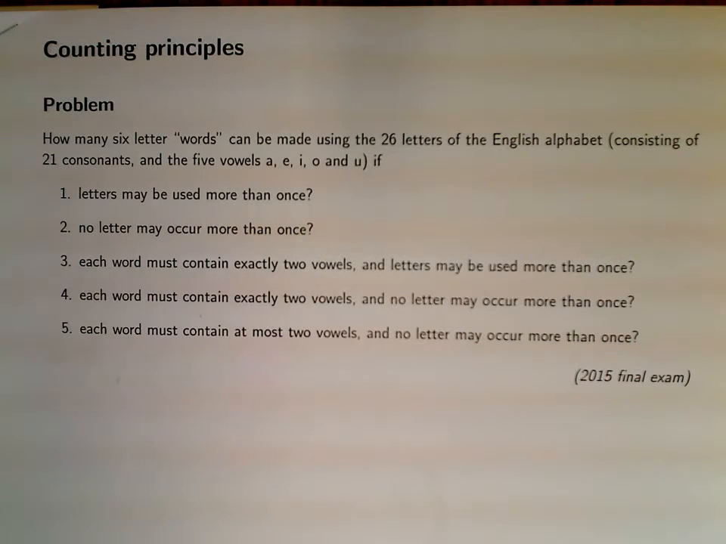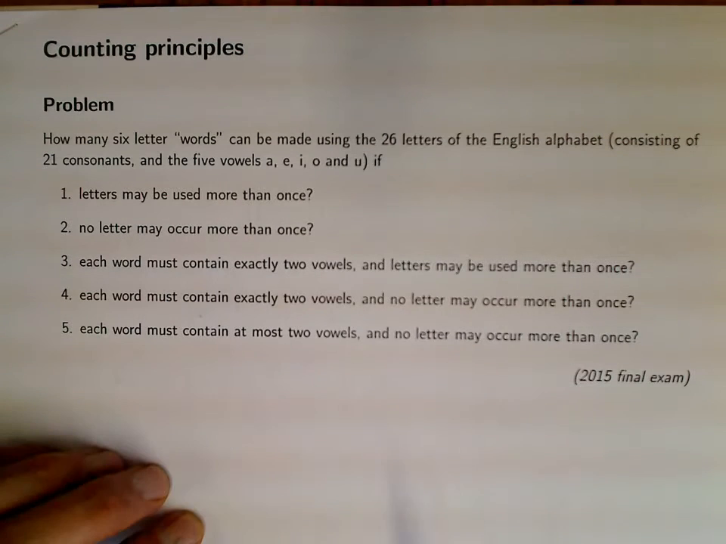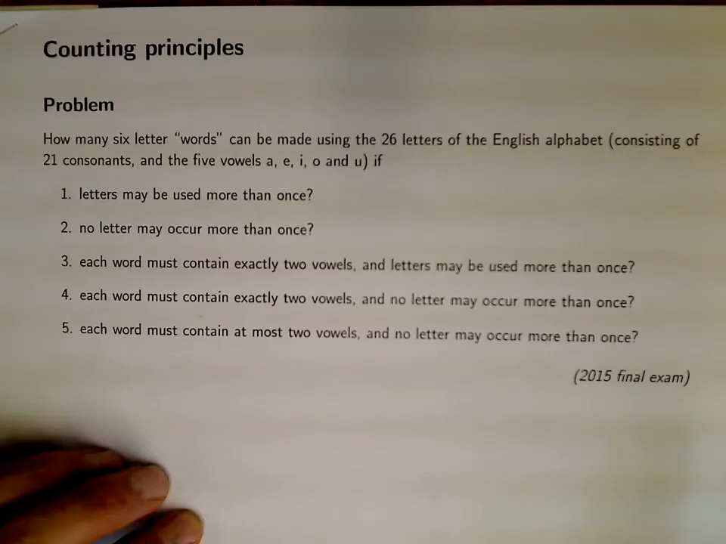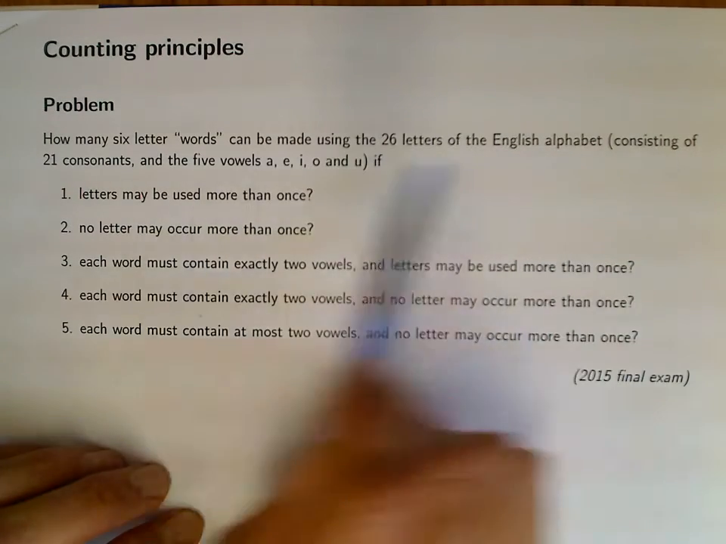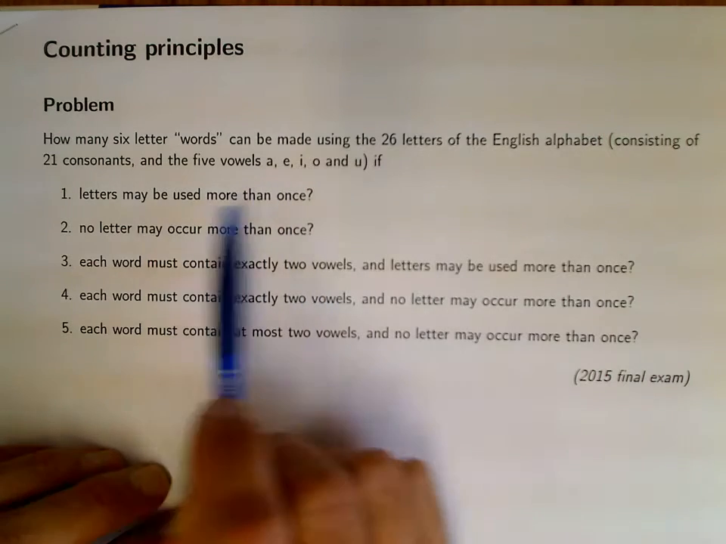Hi everyone, in this video for 163.14 Combinatorics we're going to look at some basic counting principles, and we're going to illustrate them using this problem taken from the 2015 exam. So it says how many 6-letter words can be made using the 26 letters of the English alphabet, which consists of 21 consonants and the 5 vowels A, E, I, O and U.